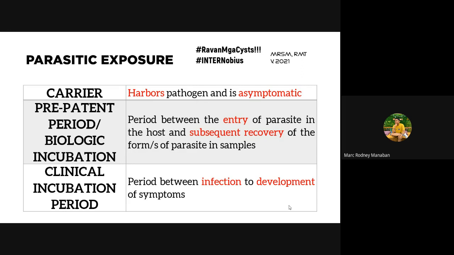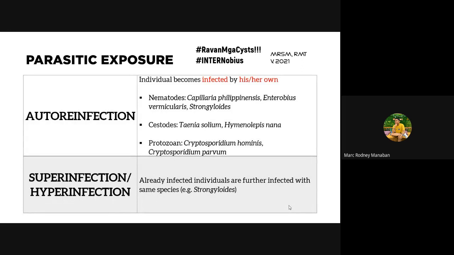Next, we also have what we call auto-infection or auto-reinfection. By the name itself, you are already infected by a particular parasite, but you get it another time, a second time, from yourself. So you're the source. A very good example is Strongyloides, which causes internal auto-infection. You are already infected with Strongyloides, you didn't get it treated, and then it infects other organs or disseminates. That's an example of auto-infection.